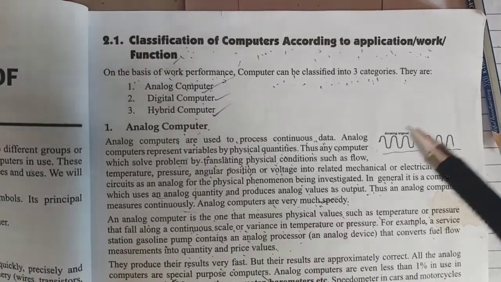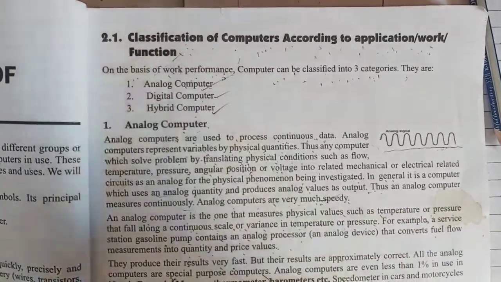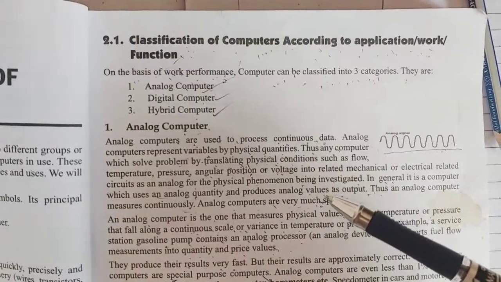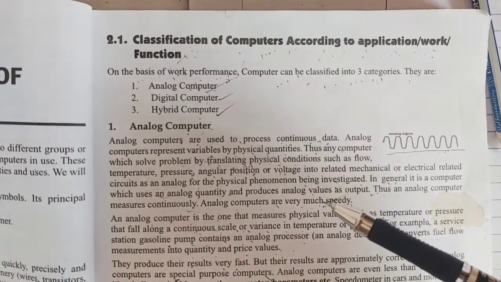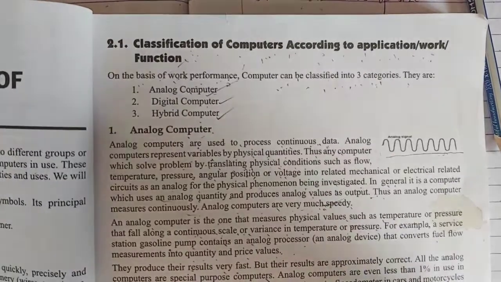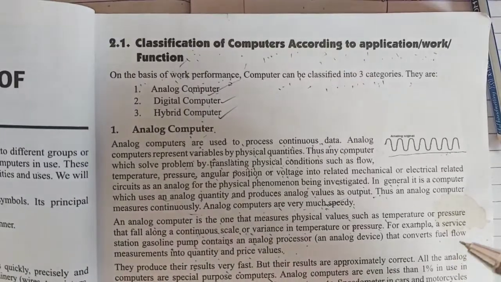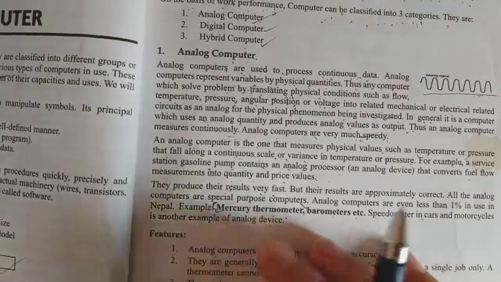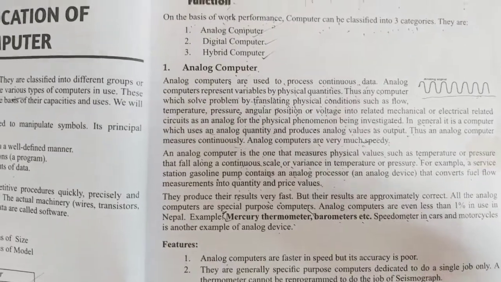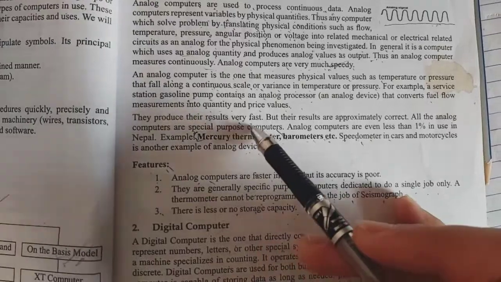While putting fuel, it converts the measurement of how much fuel is put in, and how much the price is. You can go to a gasoline pump and see how it works. In Nepal, there are also some analog processors in the gas stations. They produce the result very fast.